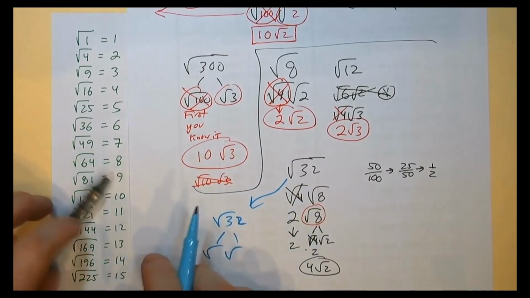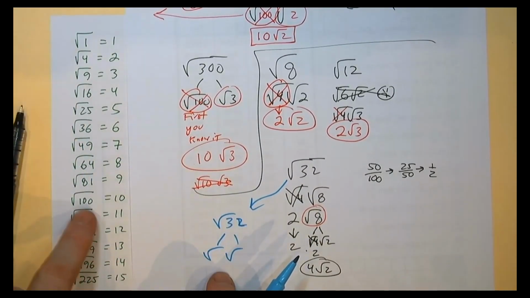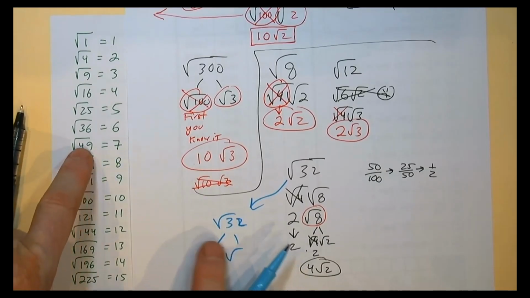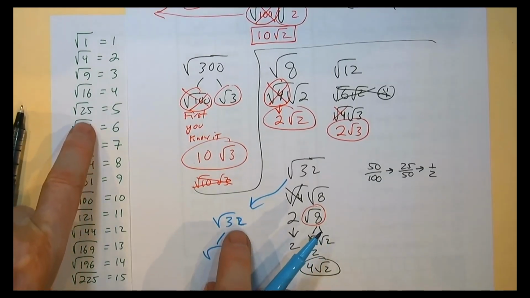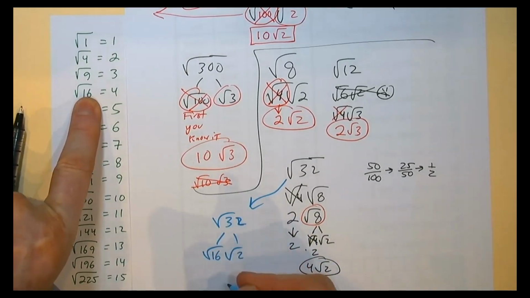What's the biggest number on my list that goes into 32? Is there a number bigger than 4? Too big, too big, too big. 49, too big, too big. In fact, get to about half of it. 16. Did you know 32 is 16 times 2?